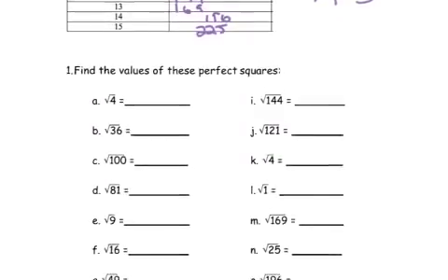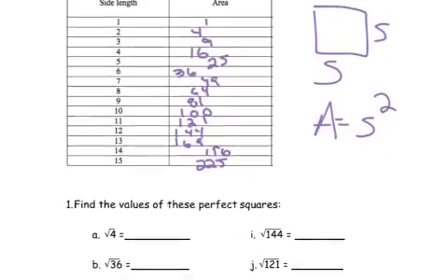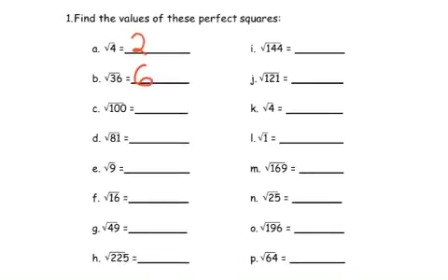It says find the values of these perfect squares. You could either look at your table up above or just try to figure them out. So you can think for part A, a whole number multiplied by itself will give you 4. Well, your answer is 2, because 2 times 2 gives you 4. The square root of 36 would be 6, because 6 times 6 is 36. I would like you to pause the video, try the rest of them in this section for C through P, and then play the video and you can check your answers.